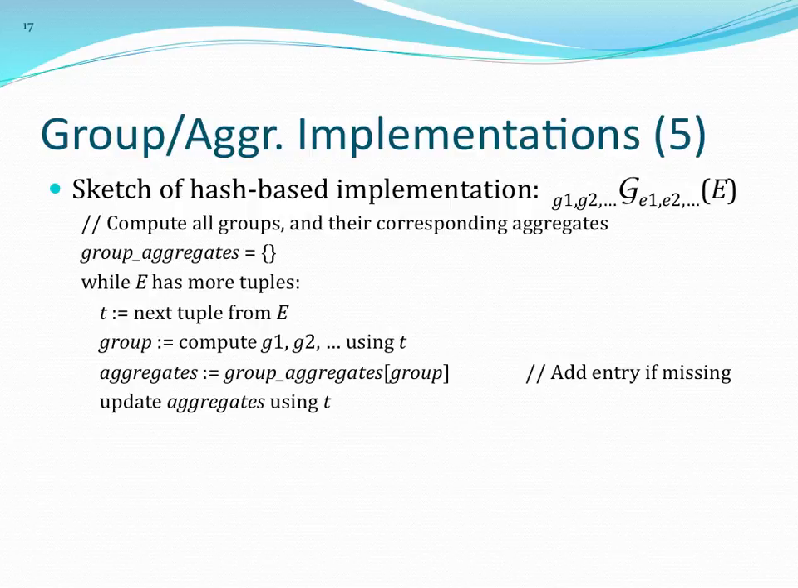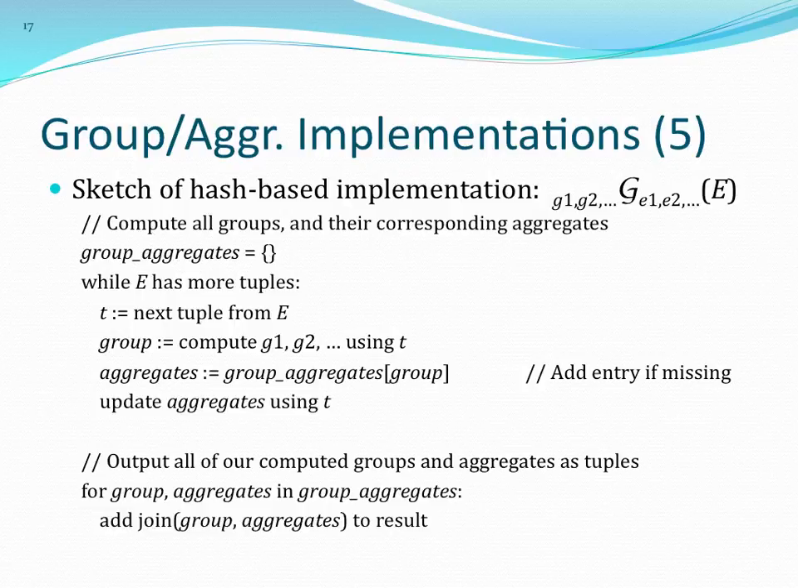Okay, so here's a sketch of the hash-based grouping and aggregation implementation. We have our mapping of grouping attributes to aggregates. And you can see, while E has more tuples, get the next tuple, compute what the grouping attribute values should be, use that to look up the corresponding set of aggregate functions, update those aggregate functions, and then get the next tuple. And you can see here how obvious it is that this is blocking, because we have to do this for all of the tuples that our subplan produces before we can then go and generate our grouping and aggregate results. So we have a second phase at the end that generates our actual output tuples.